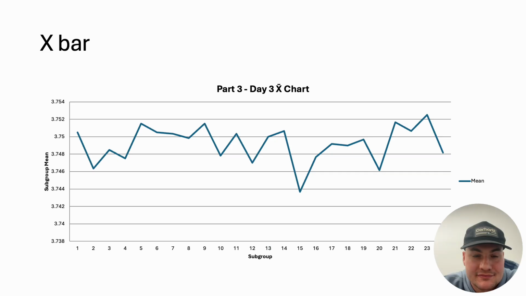All right. This is my day 3 X-bar chart. Now, we can notice a lot of things about this. What do you think about it? Is it stable? Is it tighter? What do the numbers tell you? Does the operator quit making unnecessary adjustments help the process?